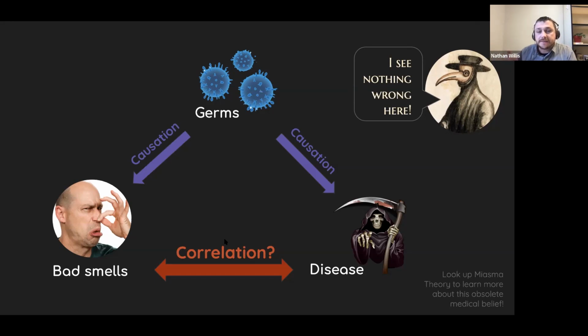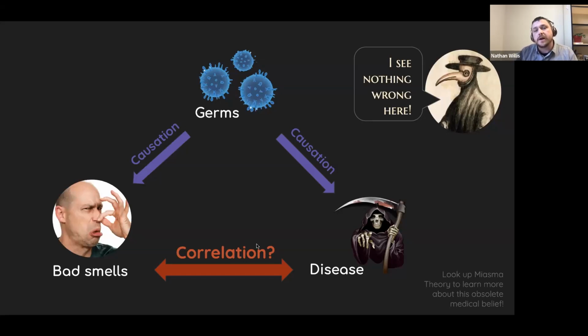So they thought just the bad smells cause disease, because they saw that as the bad smells went up, the disease went up. And so you can see here that there's definitely a correlation, that when one goes up, the other goes up, but there's not causation. The thing that's causing the bad smells and the disease is the germs, but there has to be a correlation. So again, there's definitely a correlation between these values, but there's not causation.